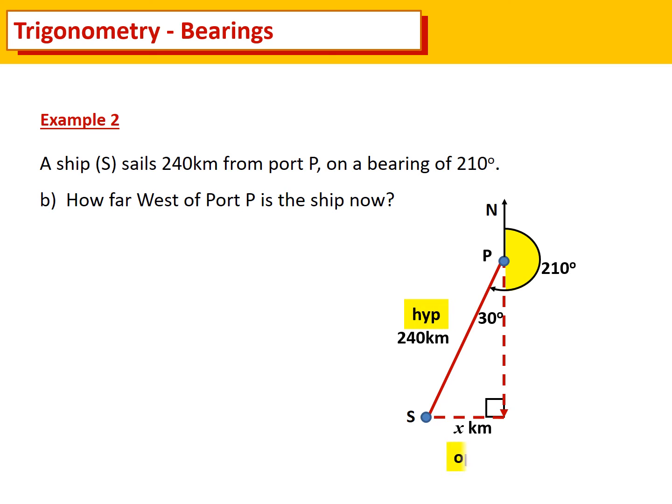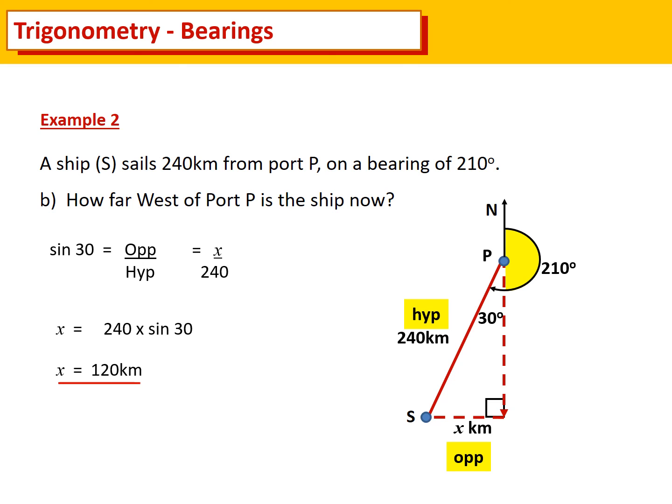This time we've got the hypotenuse, but we're trying to find the opposite, so that would be using the sine ratio. So sine is opposite divided by hypotenuse, so that's x over 240. Multiply both sides by 240, and that gives us a distance of 120 kilometres.